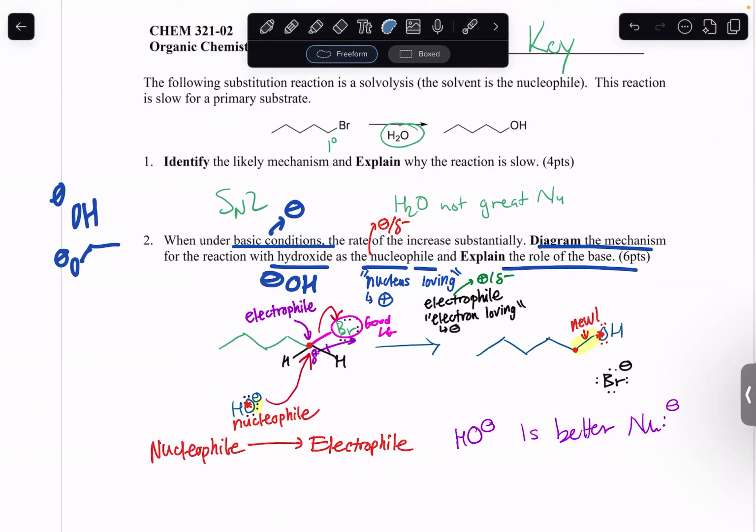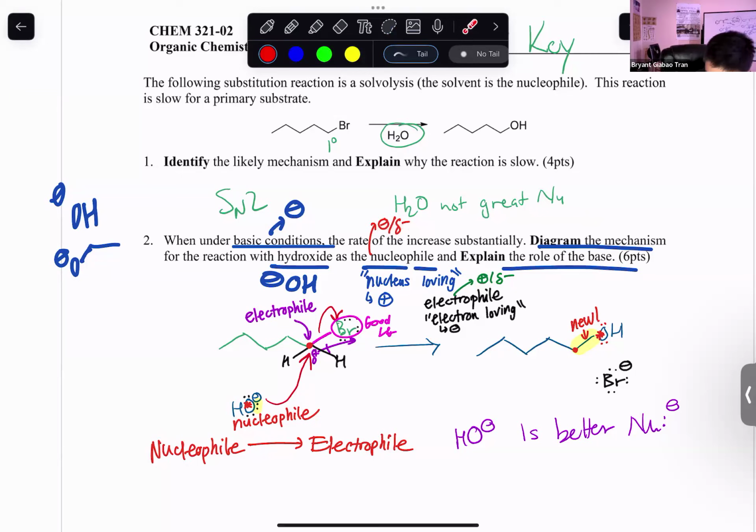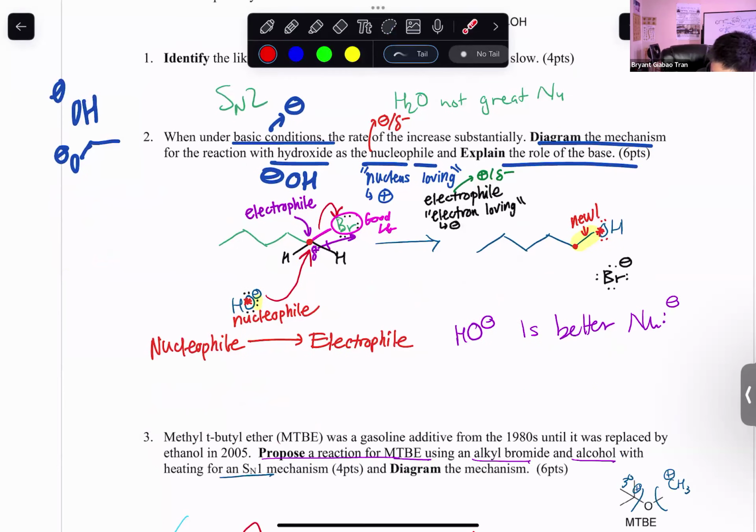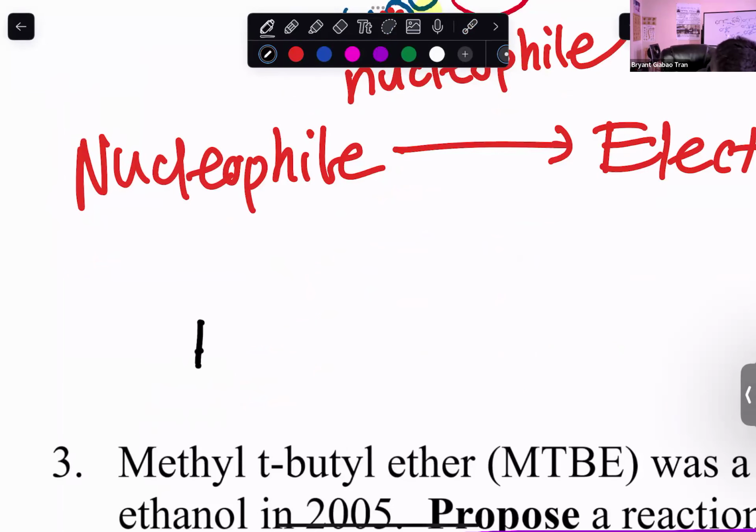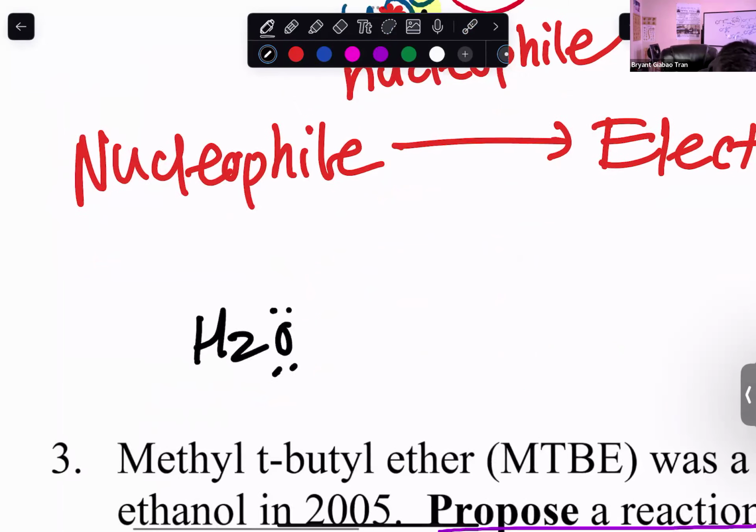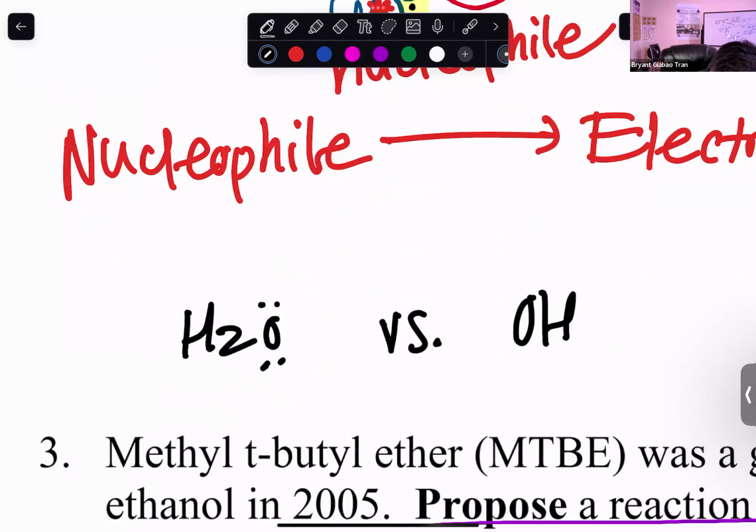No, I understand it. So with number 1, he said that H2O was not a great nucleophile. Can you explain what he means, a little bit? Yeah. So for the second part here, explain the Roller base, OH minus is a better nucleophile. H2O is not a great nucleophile. So if we compare the nucleophile of, let's say, H2O versus OH minus.